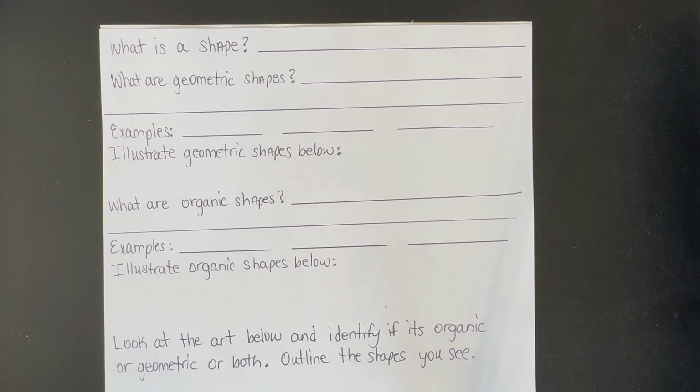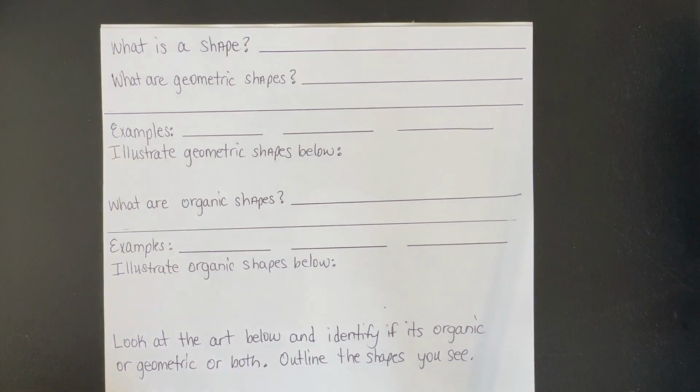So we are going to go over shapes today, both geometric and organic shapes, and then we'll eventually flow into positive and negative space. But first and foremost, we want to start with what is a shape. How can we put in words what a shape is? So fill out your paper along with me. So what is a shape?